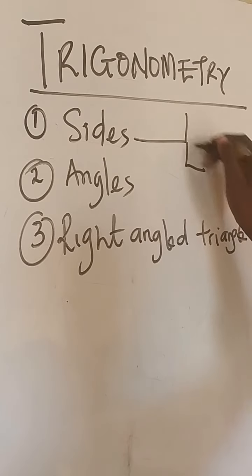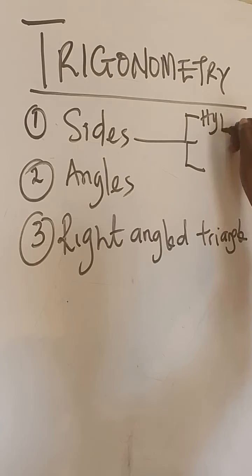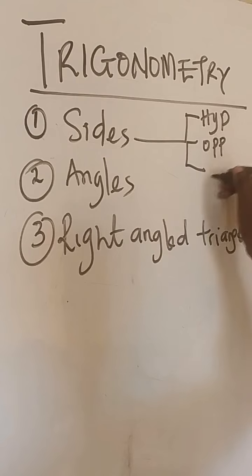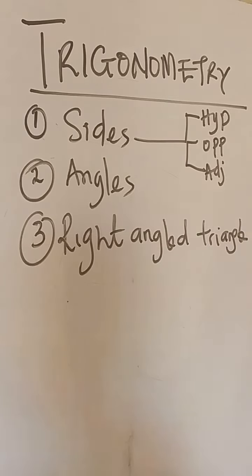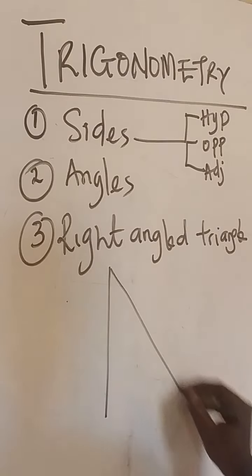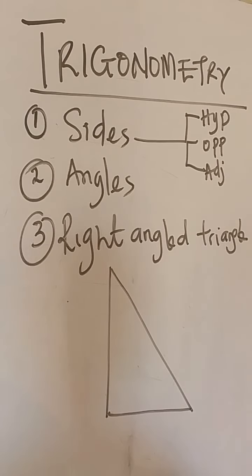Now, from here, how do we identify the sides? We have three sides here. We have the hypotenuse, we have the opposite, and we have the adjacent. So in this class, we'll focus more on the sides of a right angle triangle. Now we have it like this. So here, this is a right angle triangle.